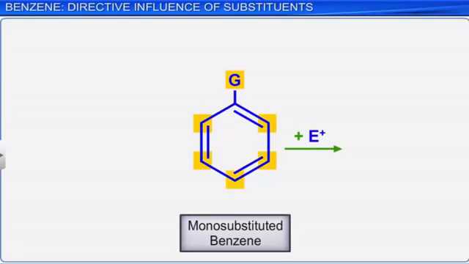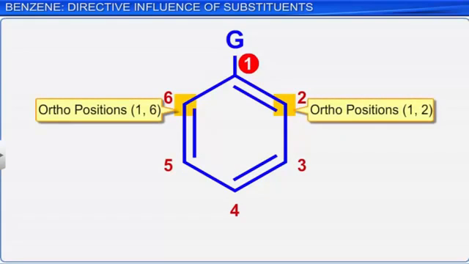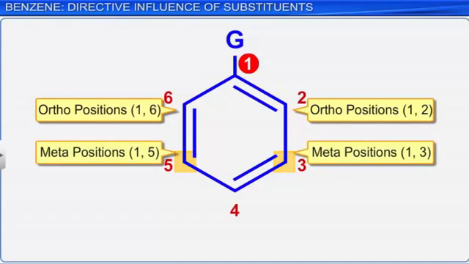Of these 5 remaining positions, with respect to position 1, positions 2 and 6 are equivalent and said to be the ortho positions. Positions 3 and 5 are equivalent and said to be the meta positions, and position 4 is said to be the para position.